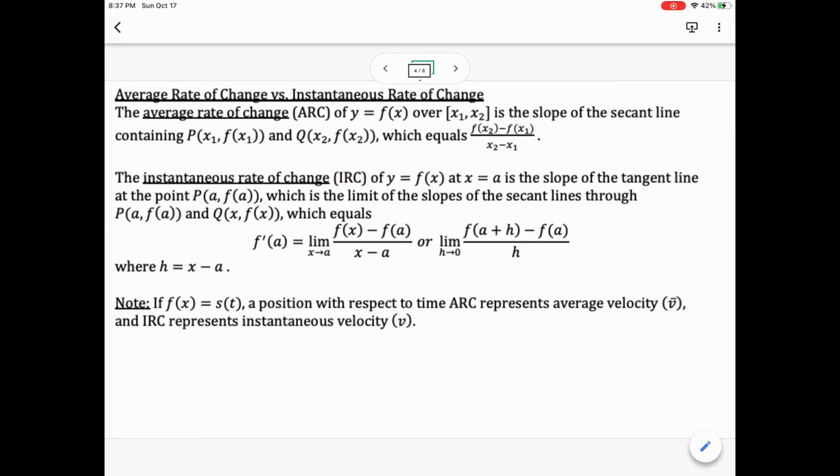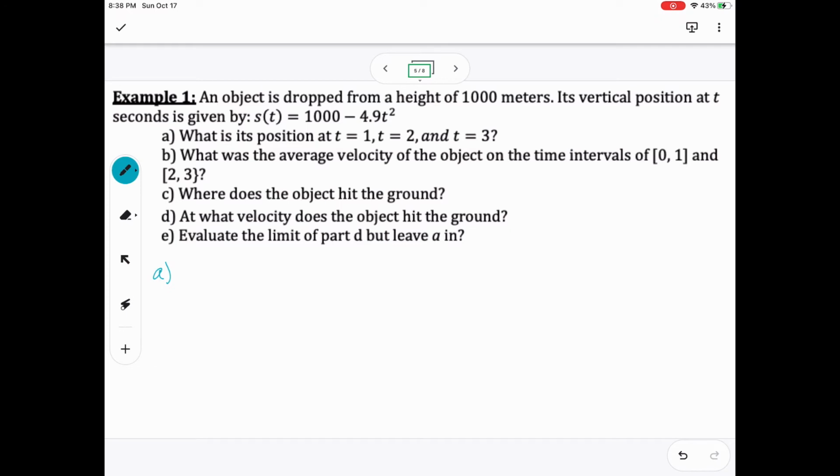Now, just so you know how those two formulas tie together, if I think of x and rewrite that so that x minus a can actually be set equal to h, I can rearrange that to say x equals a plus h, and so that's how I get the second one. It's actually an easier form of it, so we're going to use that one more often. Just to reiterate, s of t is going to be the position function with respect to time. ARC is your average velocity, and then IRC is going to be your instantaneous velocity there.